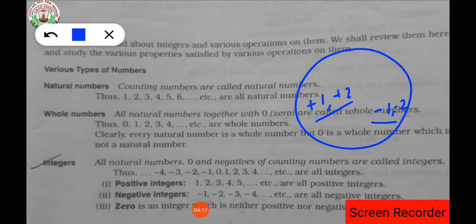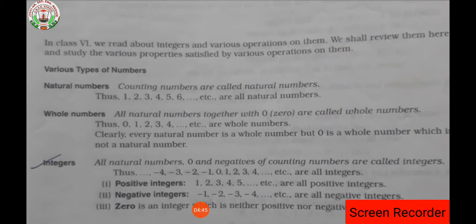And negative numbers, that means minus 1, minus 2, minus 1000, minus 99. These are the negative numbers. Along with these positive and negative numbers, we have 0, which is a neutral number. Remember that 0 is a neutral number which does not have any sign. Neither is 0 a positive number nor a negative number. So the combination of all the positive and negative numbers along with 0 is said to be integers. So this circle we can consider as integers. Have you understood what we mean by integers? All natural numbers, 0 and negatives of counting numbers are called integers.